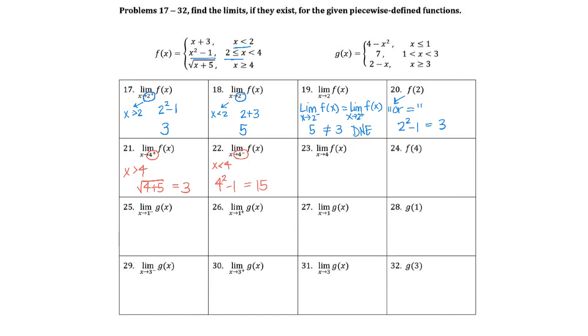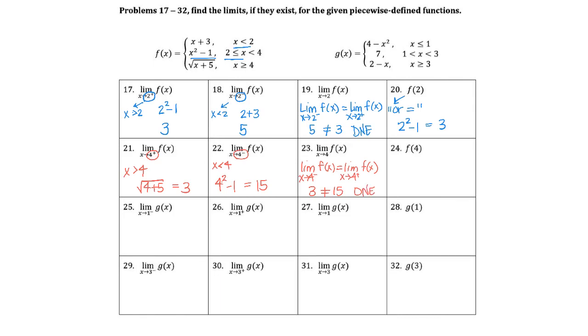And again, 23 is just like 19. Does the limit as x approaches 4 from the left of our function equal the limit as x approaches 4 from the right of the function? And notice that it doesn't. Once again, we have 3, which cannot be 15, so this does not exist.